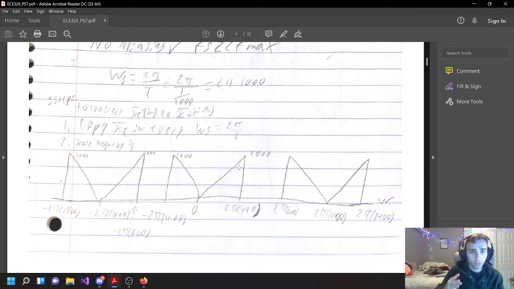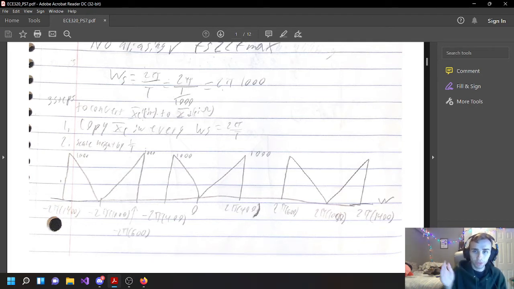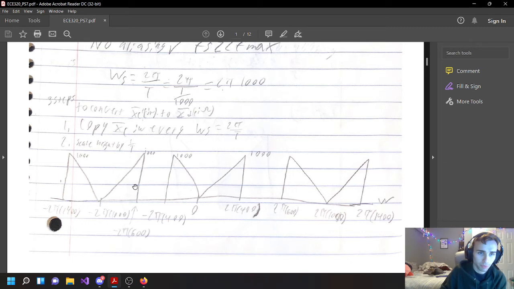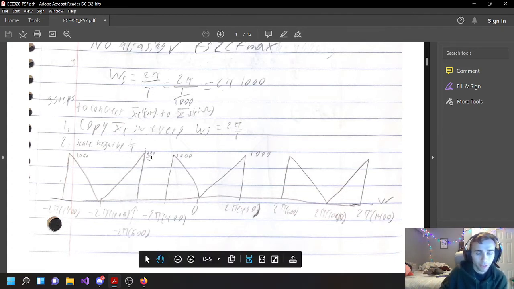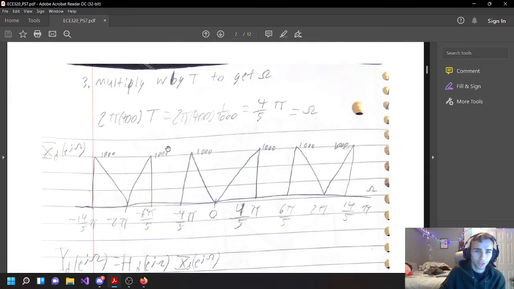Okay, and then 3 steps to convert continuous to discrete. We're going to copy it for every 2 pi, so 2 pi 1,000, and then to the right of it is 2 pi 1,400, 2 pi 1,600. It's flipped over, and it just continues every 2 pi, same thing. I'm just showing those three, but it'll be forever. Also the height is 1/T, so 1/1000 gives 1,000 for the height.